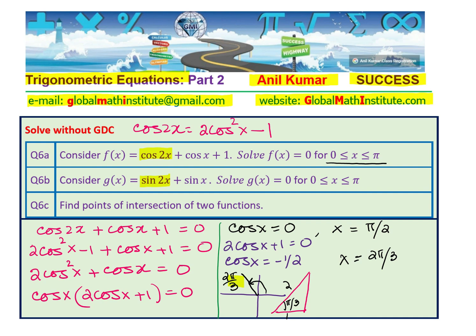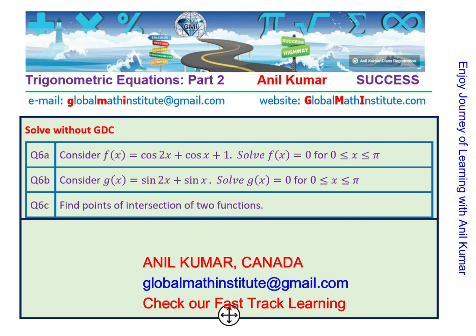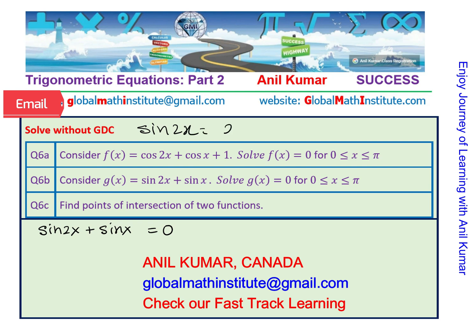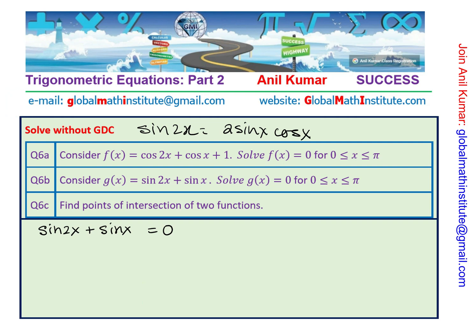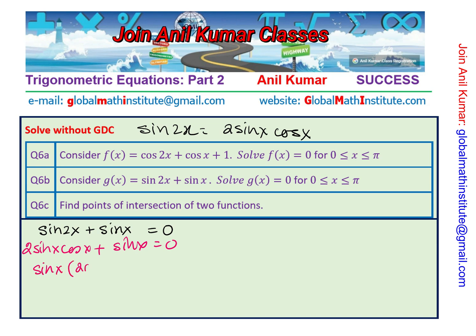Now, on a fresh page, let us see the solution for 6b. We are now solving the equation sin 2x plus sin x equals 0. Sin 2x, the double angle formula is what? It is 2 sin x cos x, correct? So we'll replace that and we can rewrite this as 2 sin x cos x plus sin x equals 0. Sin x is common, so sin x times 2 cos x plus 1 equals 0.